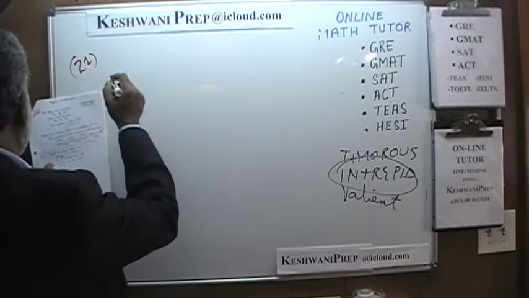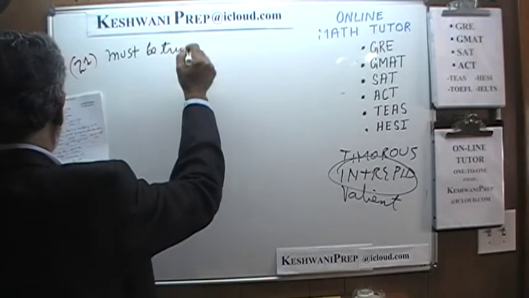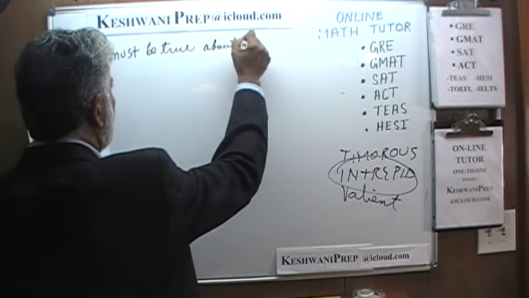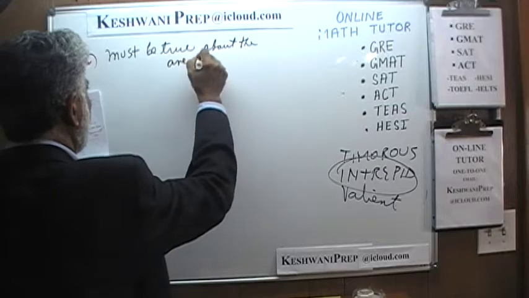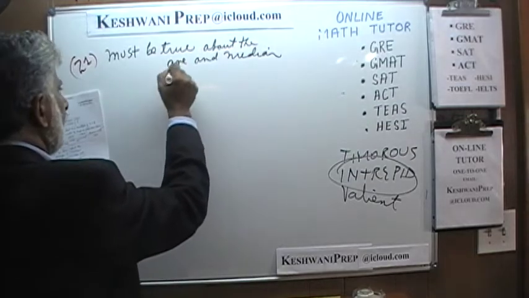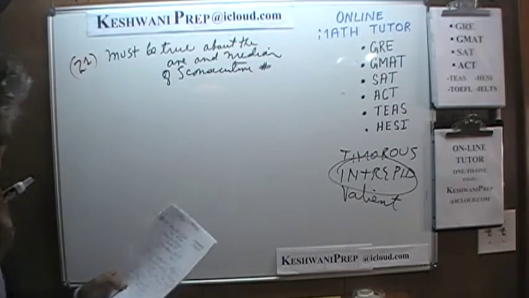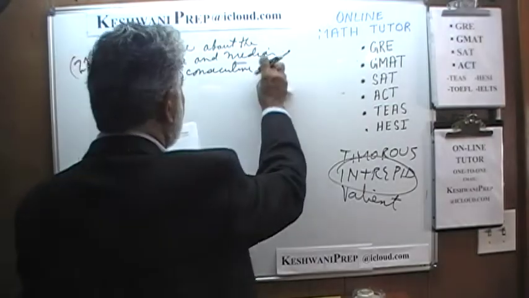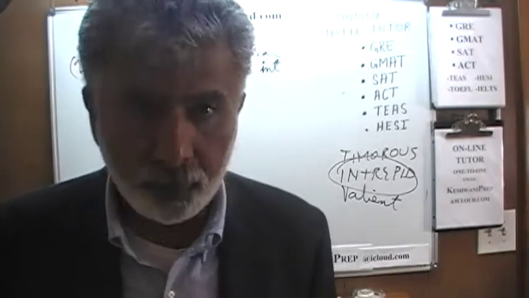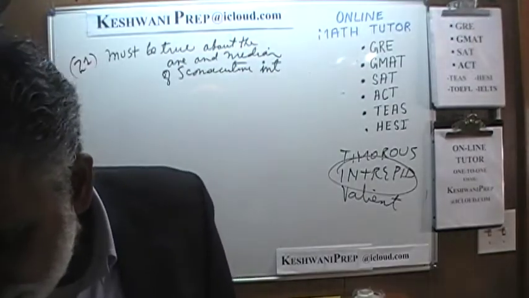Number 21. It says, which of the following must be true about the average and the median of 5 consecutive numbers? Five consecutive, not just any old numbers, but 5 consecutive integers. There's no such thing as 5 consecutive numbers. By numbers, I mean the whole numbers, integers. So 5 consecutive integers, which of the following must be true?